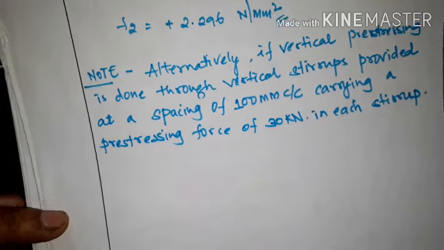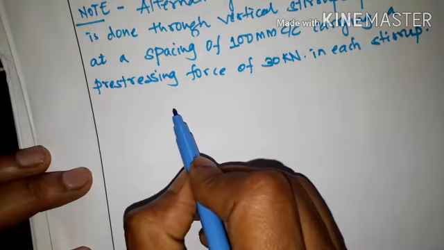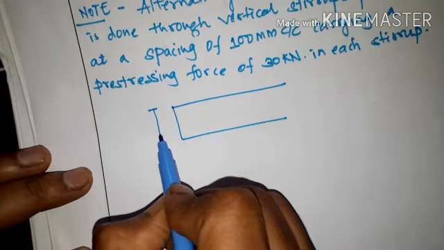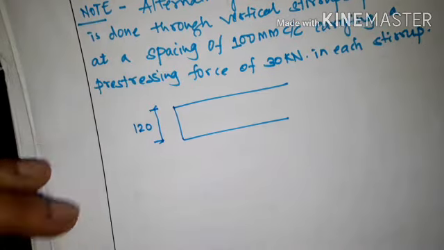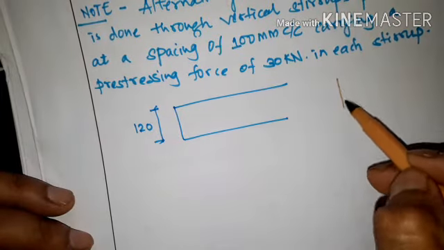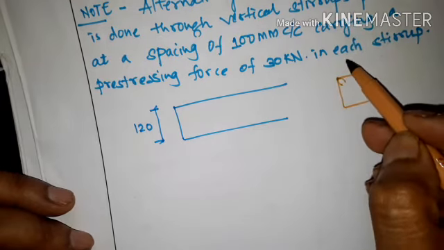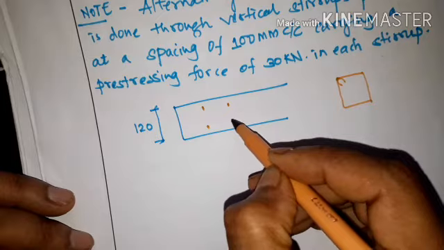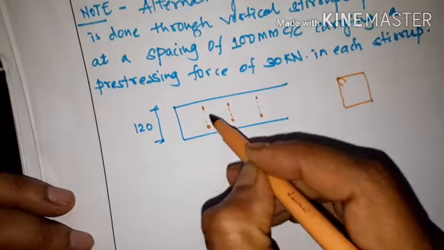I will just draw a plan. Suppose in the sketch, a beam is like this. It is in plan, so this is the width of the beam, which is 120, and the stirrups are provided. In plan we can see two dots because the stirrups will be like this in the elevation. When you look from the top in plan, what you can see are dots like this, or like this. Okay, these are the dots you can see.